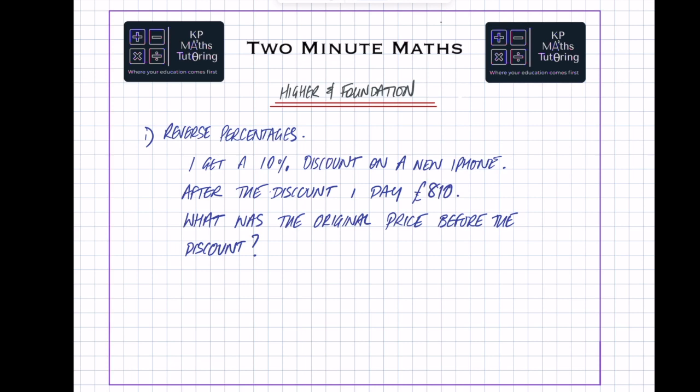So basically, be careful with the way you read it, and make sure you're aware of the fact that it says there's been a discount, and after the discount, this is what you pay. So it's basically asking you what was the original price. The key thing to look at is the percentage.